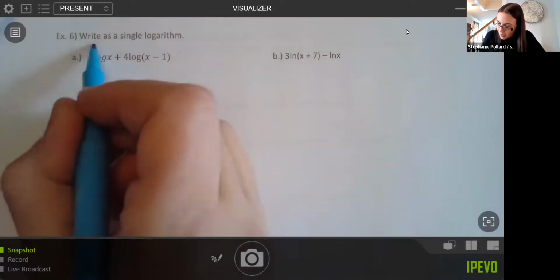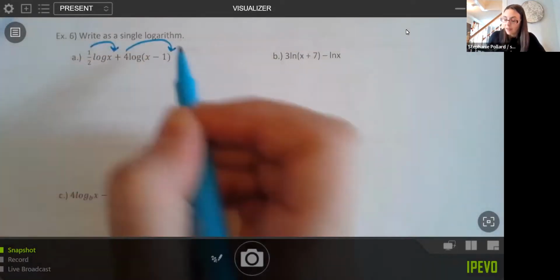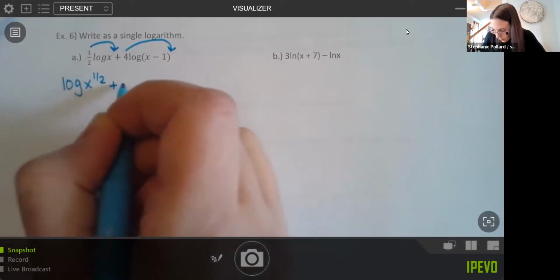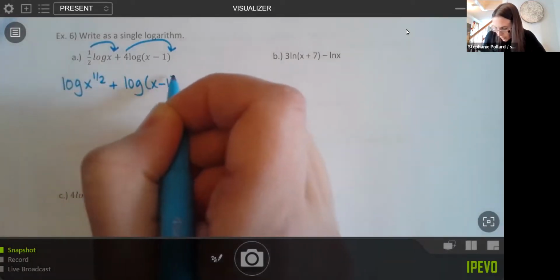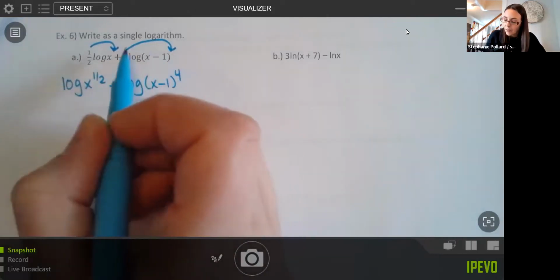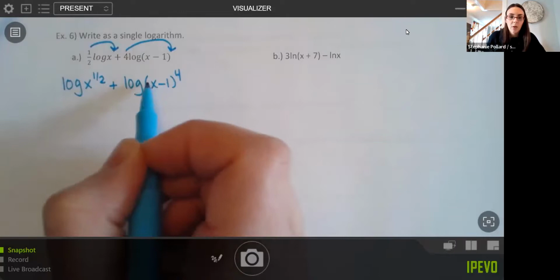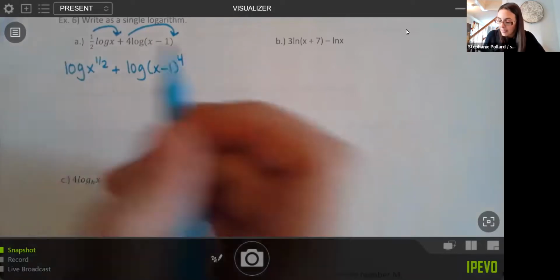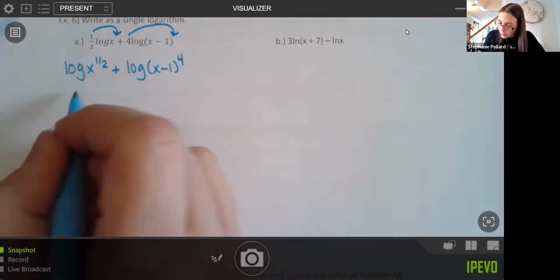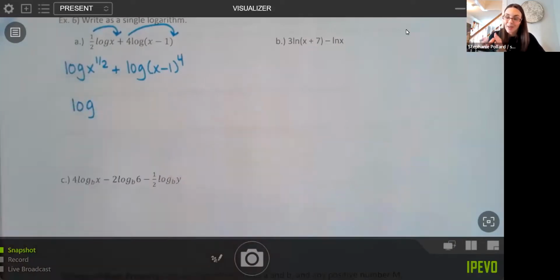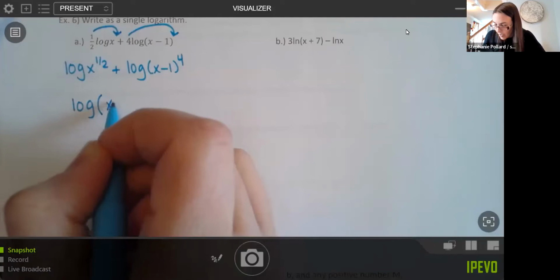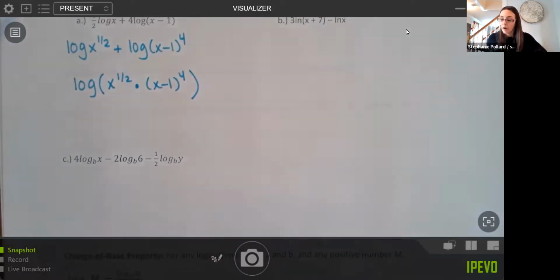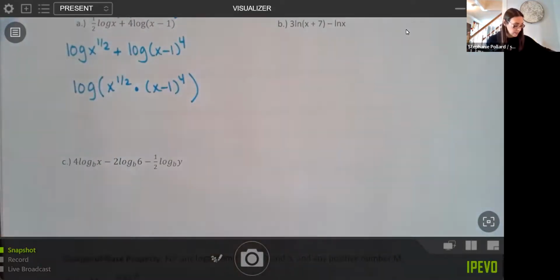So I want to bring that 1/2 power back on the x, and I want to bring that 4 power back on the x minus 1. Now, x minus 1 is in parentheses, so when I put that power back on, I'm going to make sure I clarify that 4th power is going to all the x minus 1 part. Now, remember here that addition means multiplication, so I'm going to keep making this smaller and smaller, putting things back together. So I have x to the 1/2 times x minus 1 to the 4th power. So putting those two arguments right together and using multiplication there.